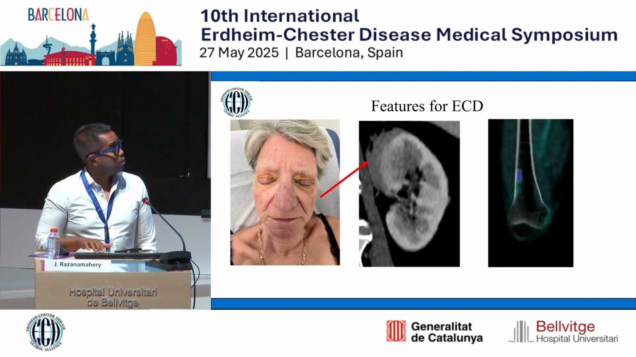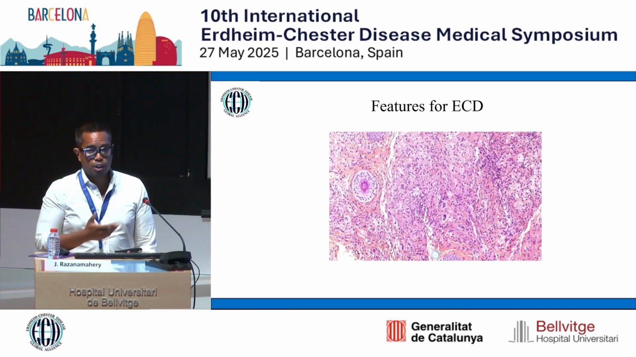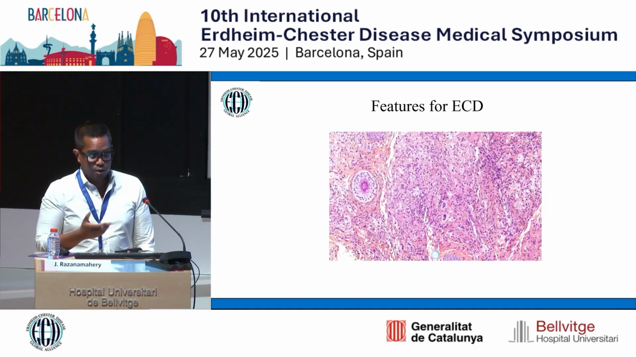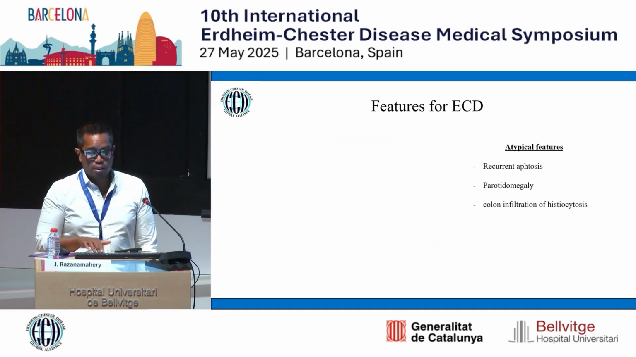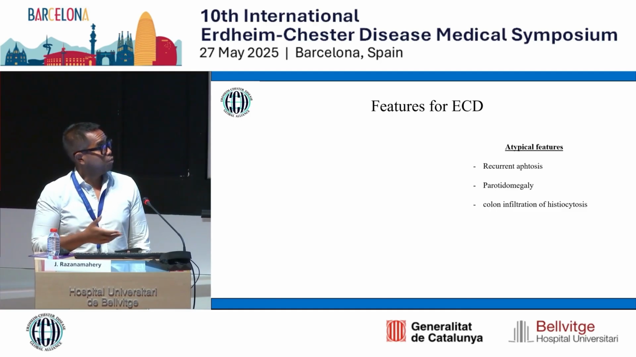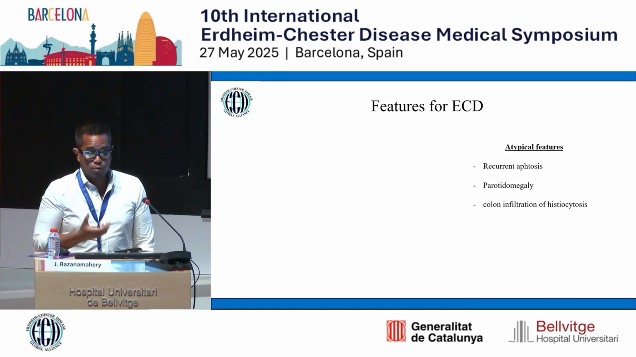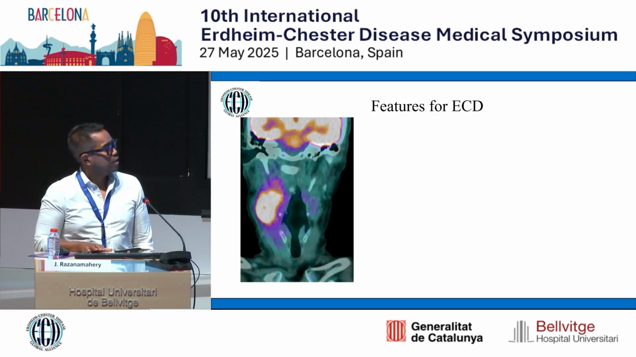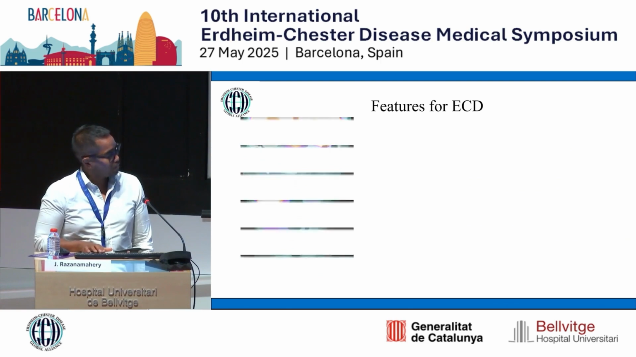And this is the clinical picture of the patient. And we had a biopsy showing a two-tone cell. So the conclusion was, yeah, the patient got ECD. But there are all these atypical features with recurrent aphthosis, parotidomegaly, and there is a colon infiltration of histiocytosis. So this is not really frequent, and this presentation is really rare in a patient with histiocytic disorder.